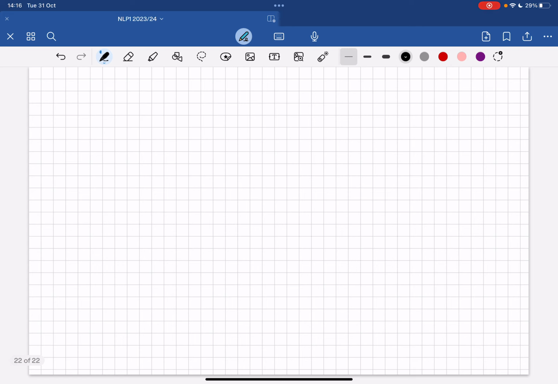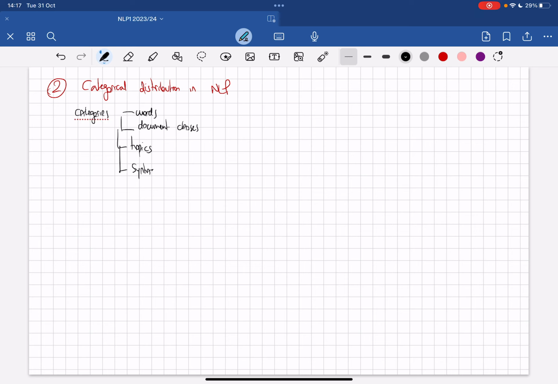All right, so in NLP, we'll often use this distribution. It's everywhere in NLP. Let me put a title here: Categorical distribution in NLP. It pops up all the time to model categories such as words, document classes, topics like sports, news, syntactic classes like something is a verb, something is a noun, something is a pronoun, and so on, and many other things.